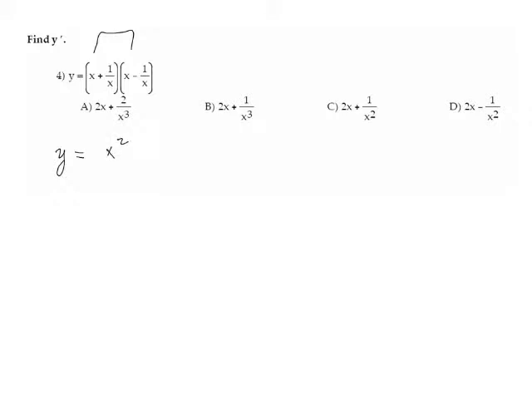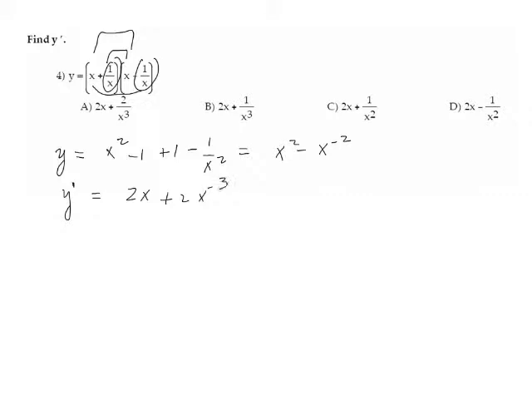You get x squared. When you do the outside, you get -1. When you do the inside, you get +1. And then the last is -1 over x squared. And that equals just simply x squared minus x to the -2. Notice that now, taking the first derivative is very simple. It's just simply 2x plus 2x to the -3 equals 2x plus 2 over x cubed, which happens to be answer A.